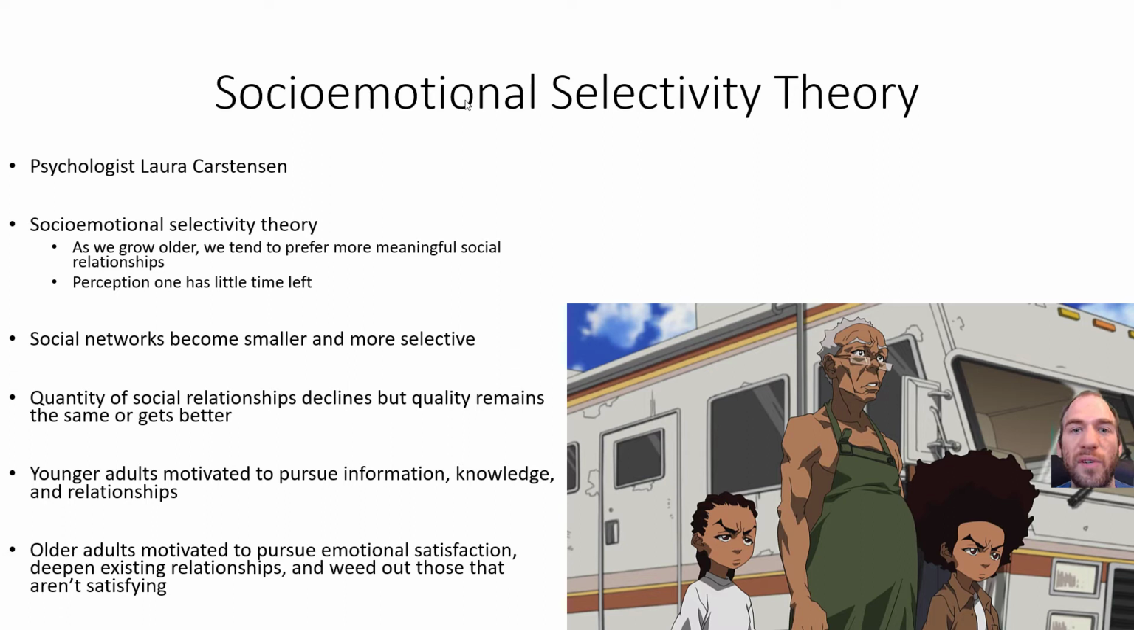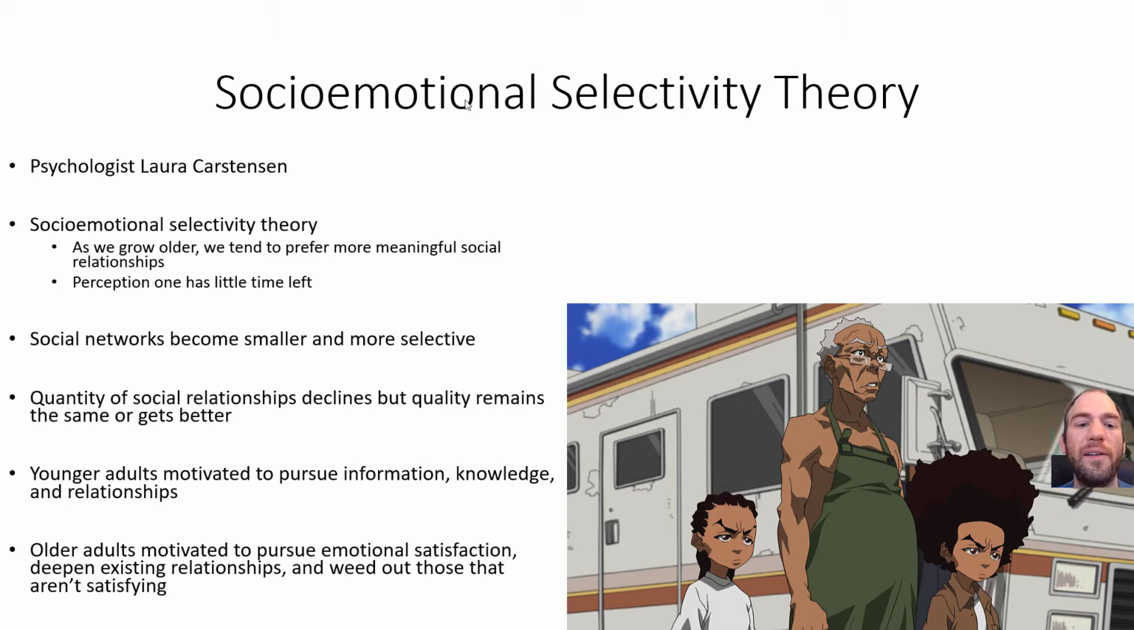Okay, so with that said, let's redefine, or reintroduce, socio-emotional selectivity theory. As we grow older, we tend to prefer more meaningful social relationships. It's thought to be based on the perception that one has little time left to live. Social networks become smaller and more selective. The quantity of social relationships declines, but the quality remains the same or gets better. Younger adults are motivated to pursue information, knowledge, and relationships, while older adults are motivated to pursue emotional satisfaction, deepen existing relationships, and weed out those that aren't satisfying.